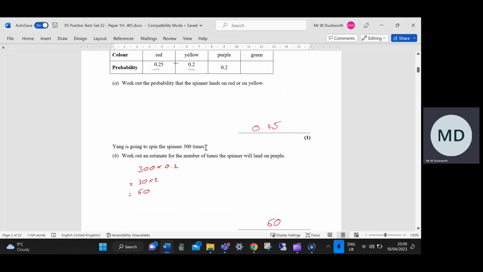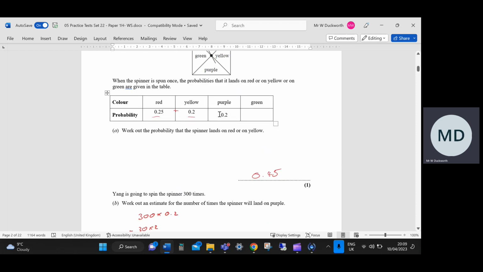Then it's going to spin the spinner 300 times. Work out an estimate for the number of times the spinner will land on purple. We're told that the purple there is 0.2.